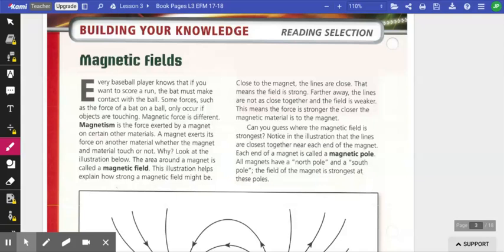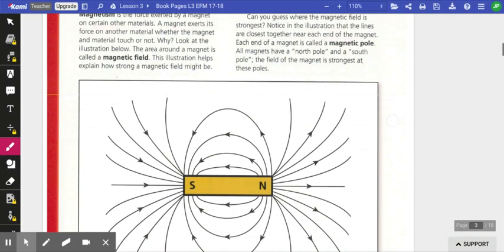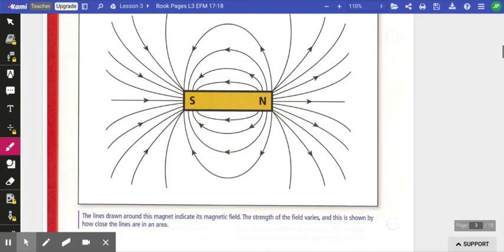This is a recorded reading of Building Your Knowledge: Magnetic Fields. Before we begin, we'll be doing a pre-reading strategy by looking at the pictures and reading the captions.